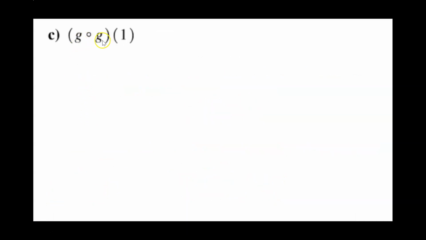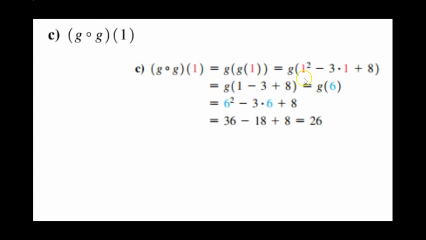So G of G for this one here will be 1. This time we're just plugging in 1 for the G and getting our answer. Once we plug in 1 for that first equation, we know the answer is going to be 6. So again, we take that 6 and plug it back into itself because we're using the second one. 6 squared minus 3 times 6 plus 8. Then we put this in the calculator and we get 26 for part C.